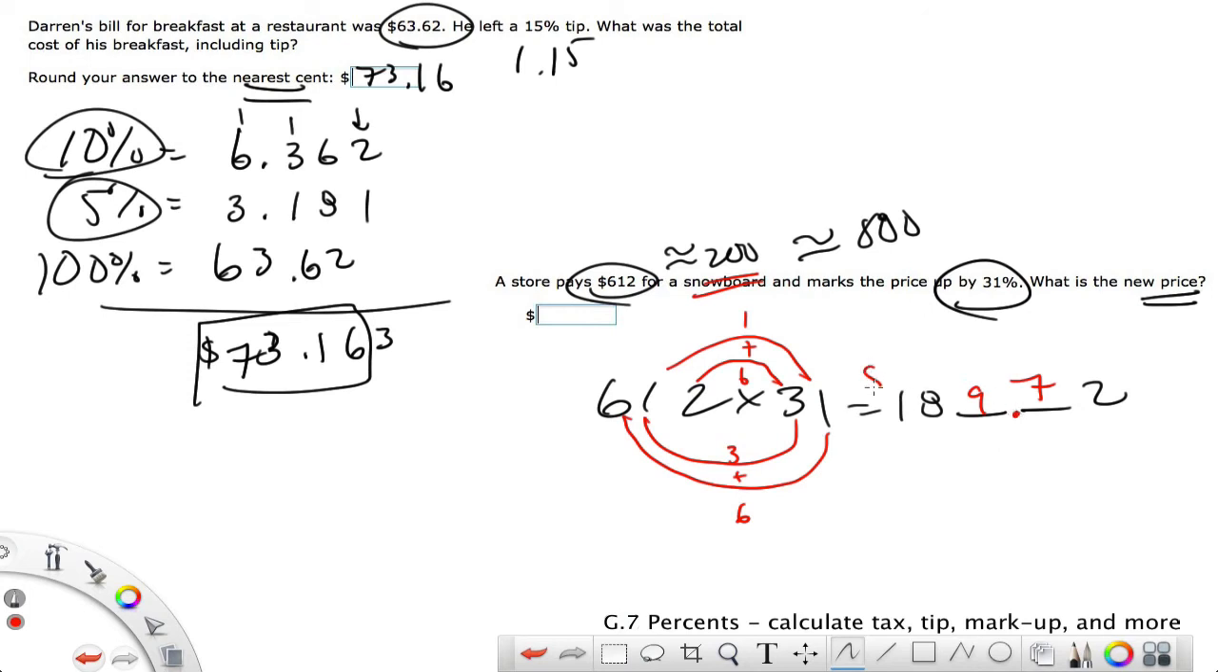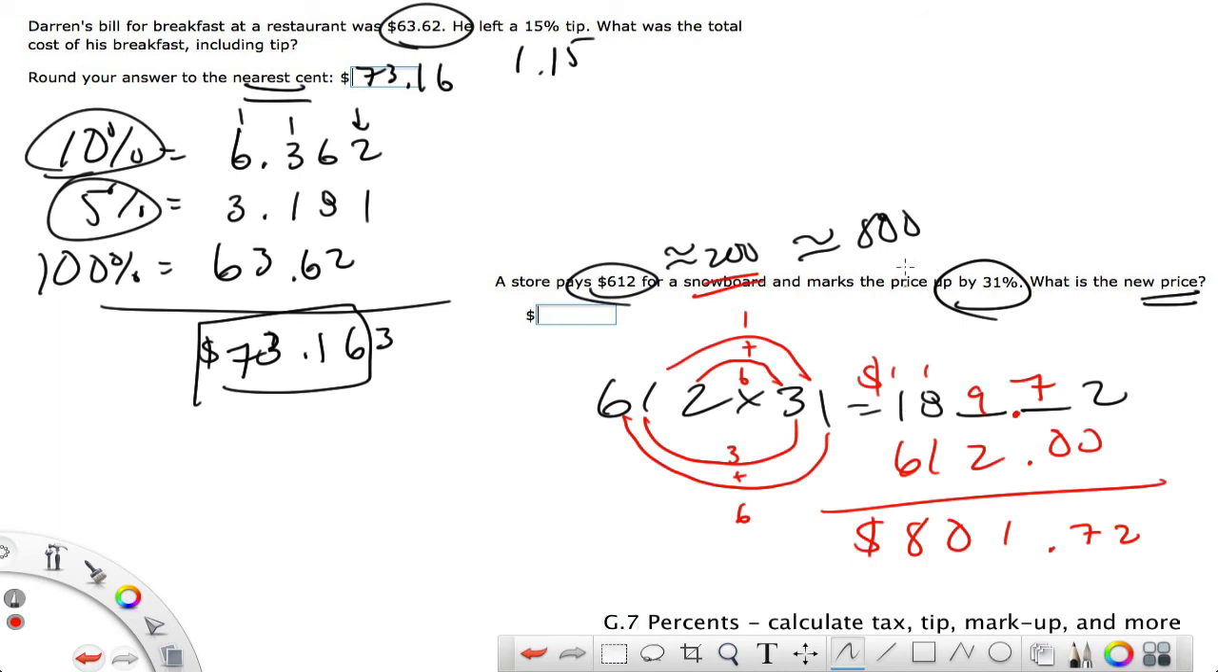So, $189.72 plus $612. So, 2, 7, 9 plus 2 is 11, 8 plus 1 is 10, and 8. Sure enough, it's awfully close to $800 at $801.72.